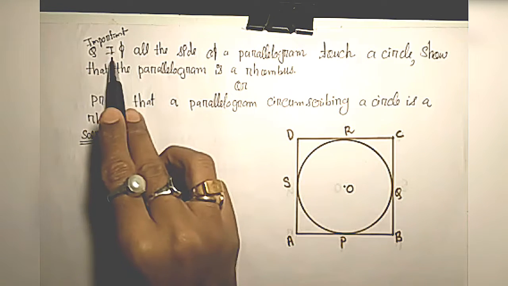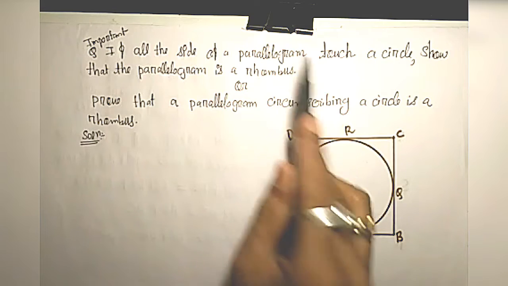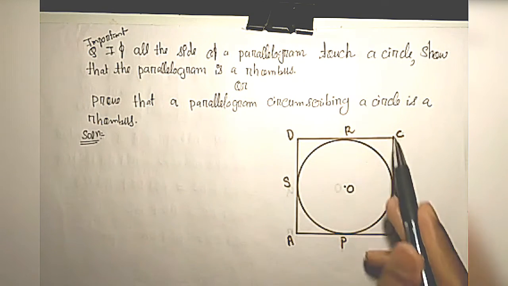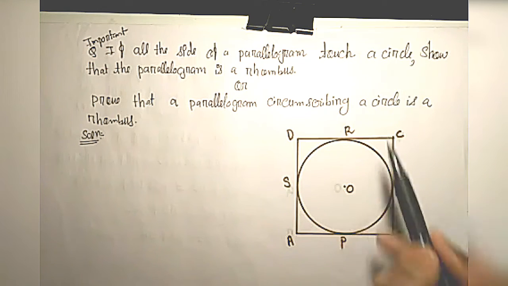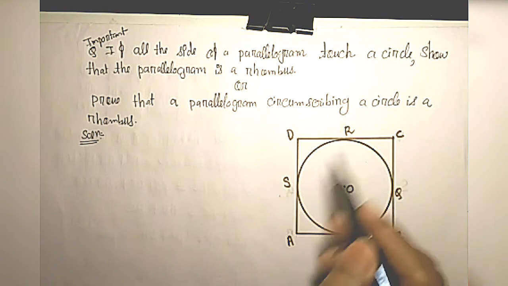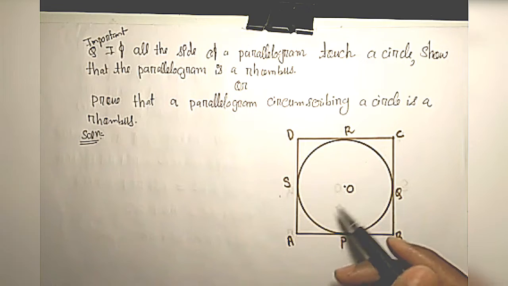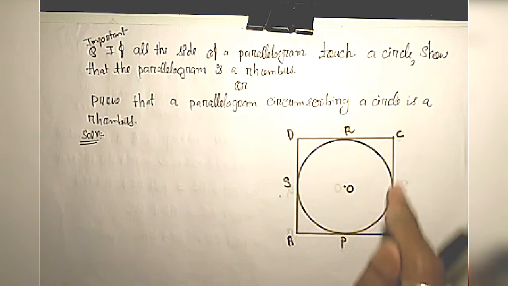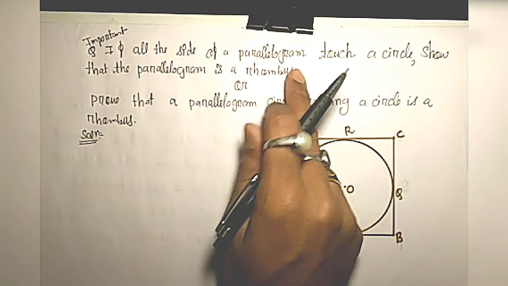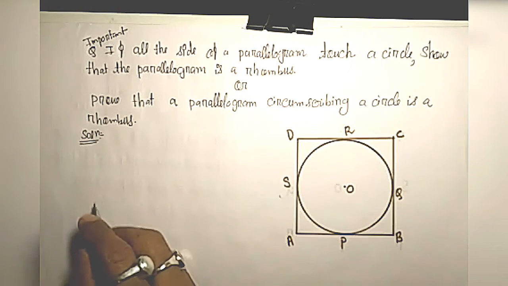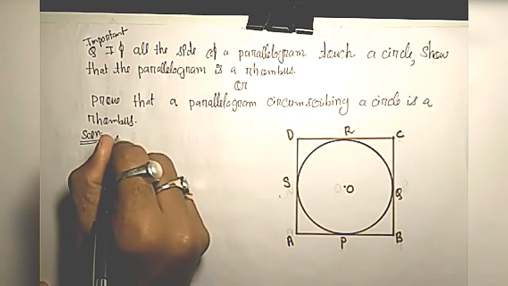So let's move to the next question. If all the sides of a parallelogram ABCD touch a circle at the points PQRS, prove that the parallelogram is a rhombus. A parallelogram becomes a rhombus when all the adjacent sides are equal.